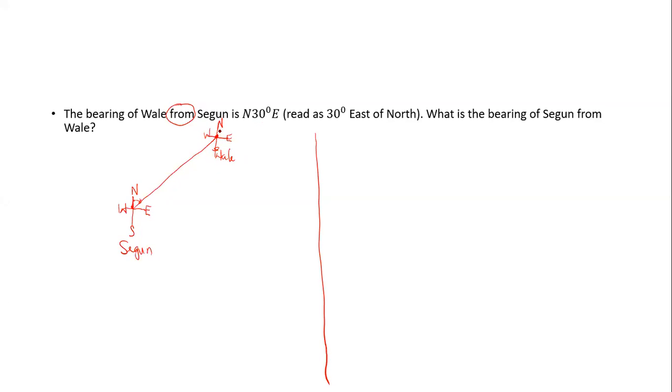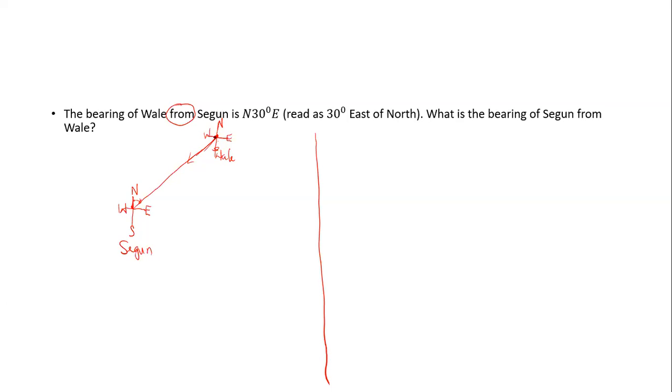So from Wale, it means you come to Wale. To find the bearing of Segun from Wale, you come to Wale, and you look at where Wale is, and where Segun is from Wale. This is Wale. Segun is in this direction. From Wale, Segun is in this direction. So when you are using your compass bearing, you find your angle in relation to the north or to the south.